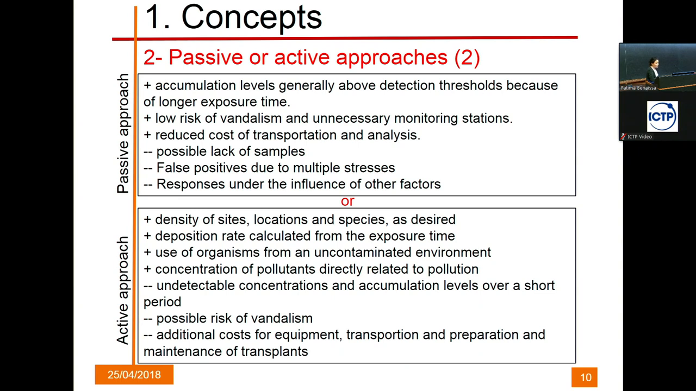Whereas the active approach is preferred because the density of seeds, location, and species are chosen as desired. Deposition rate is calculated from the exposure time, using organisms from a non-contaminated environment. For the passive method, there is a possible lack of samples, whereas for the active approach, there is a possible risk of vandalism.